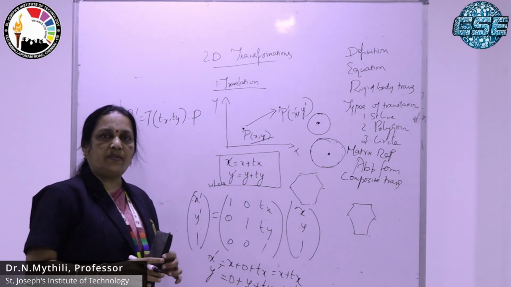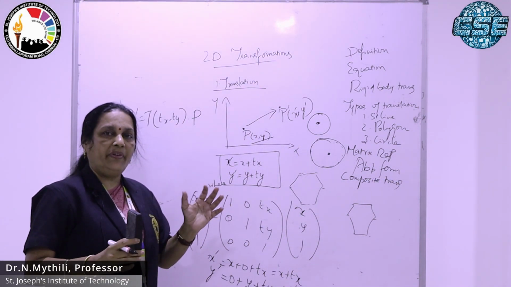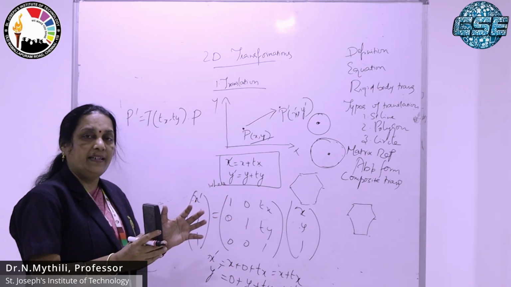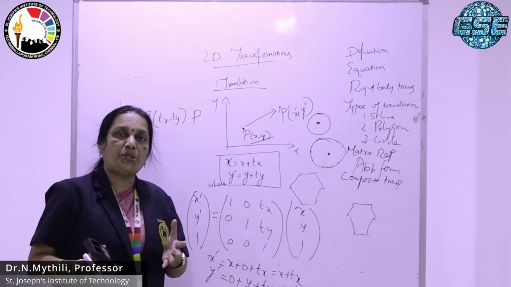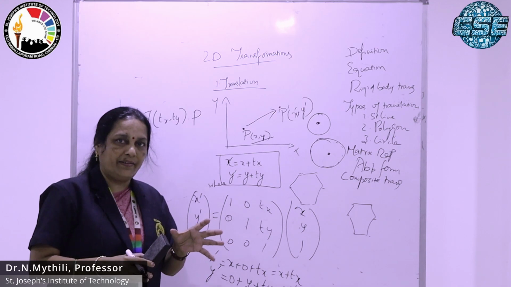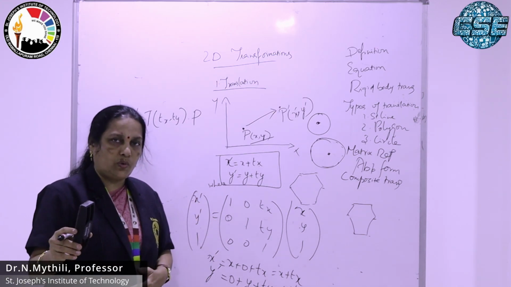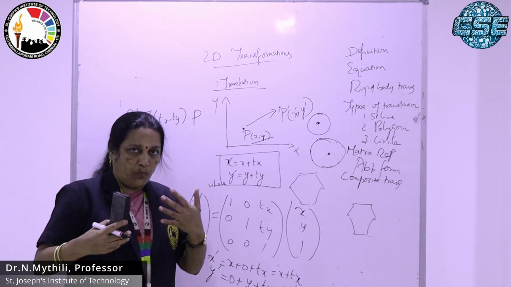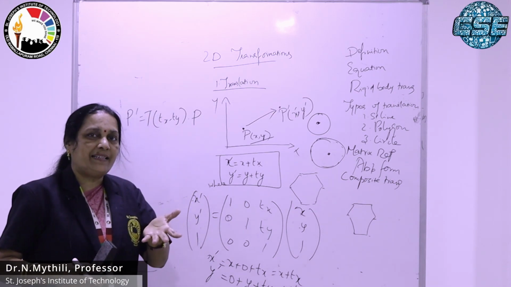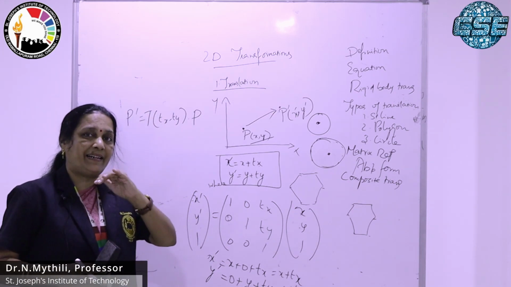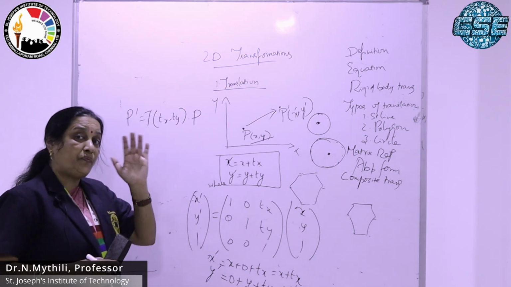So composite transformation is nothing but we are having one object, right? And we are going to apply the translation equation to the object with some translation distance. So you will have the object moved to some other place, and again we want to apply another translation equation with some other translation distance to the transformed object.